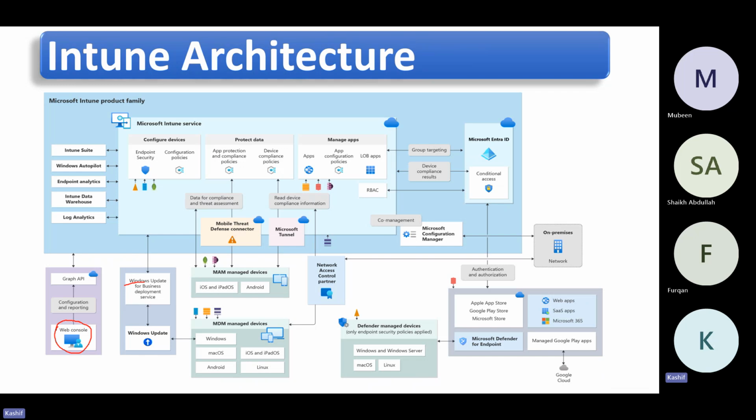So through that web console, the Intune web console, you can do configuration and then reporting. That information will go to Graph API. So your information goes to Graph API. Graph API is a Microsoft technology which helps you to connect to Intune services in the backend. So Graph API will take your request and connect you to Microsoft Intune services in the backend, right? So you will be able to configure devices, protect data, right, and manage applications, right?